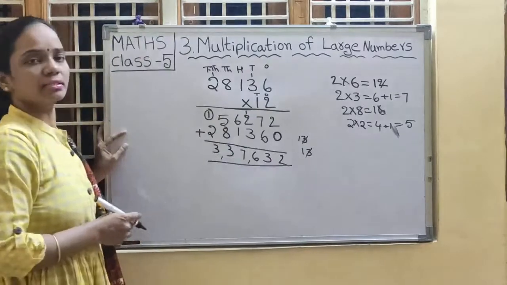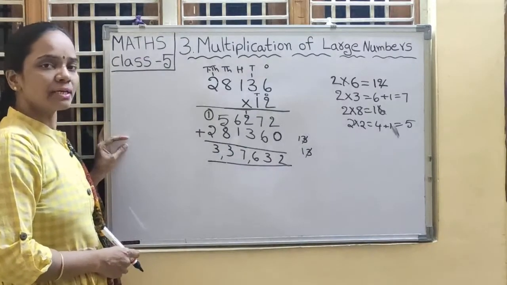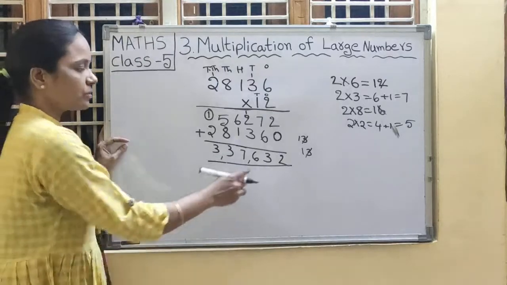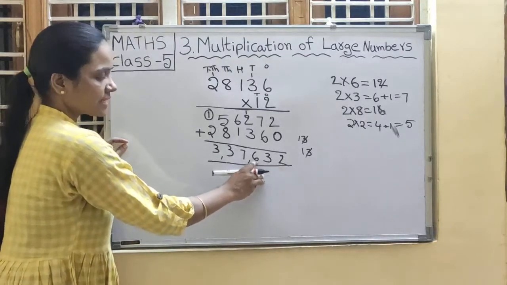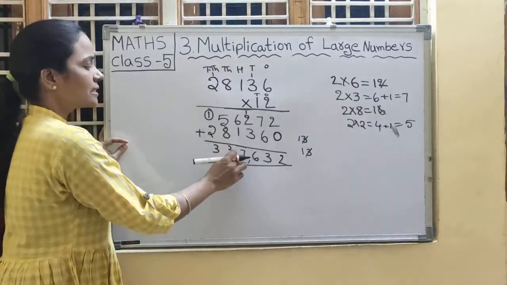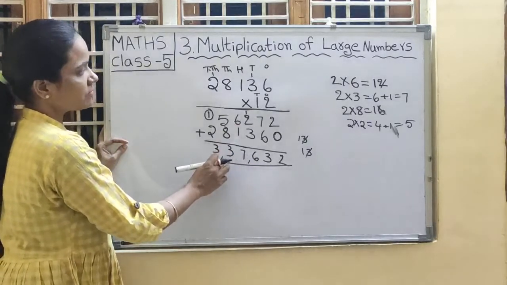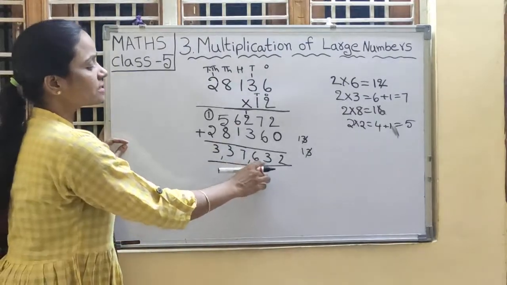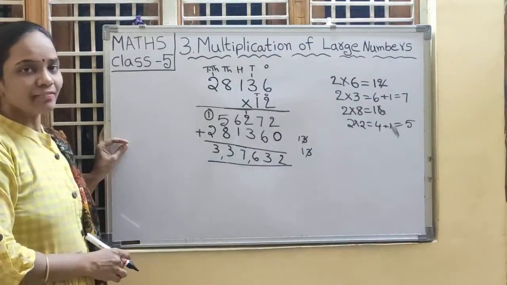Now put commas. In the Indian place value system, after each period we have to put the comma. So here ones place, tens place, hundreds place, after that 1 comma. After that thousands and 10,000s place, after that 1 comma. This is the lakhs place. So what is this number? 3,37,632. Have you understood, children?